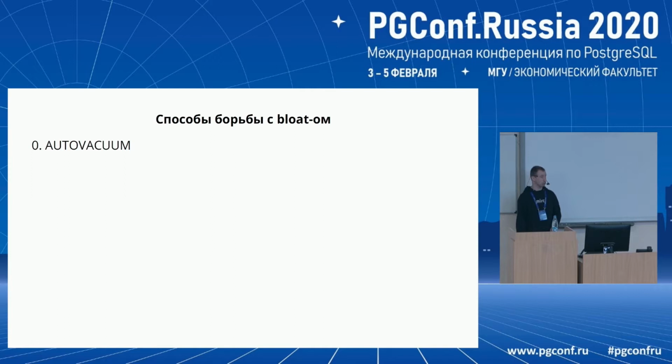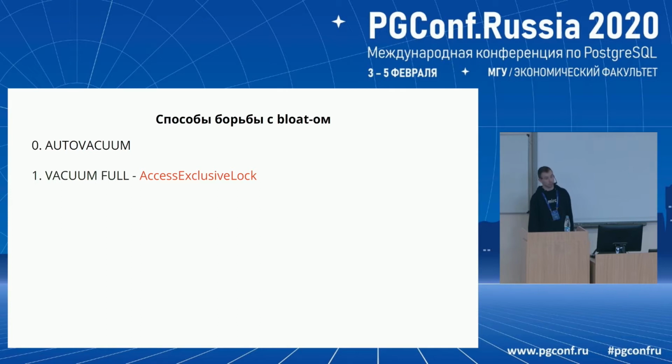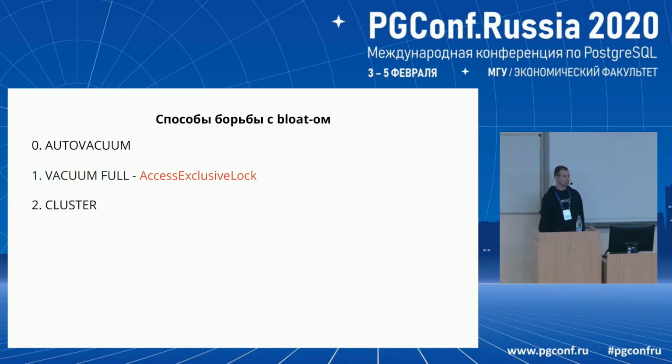If you weren't able to avoid bloat, you have to tackle it. What do we have out of the box? We have vacuum full. It will leave you only live data. But the problem is the access exclusive lock. When vacuum full is operating, you can't work with your table. If it is okay for you, then go for it. Unfortunately, we don't have a lot of time to do vacuum full.